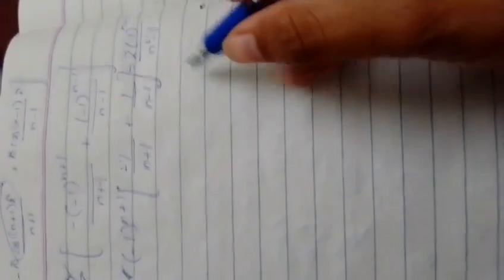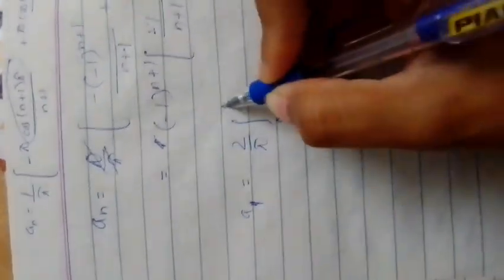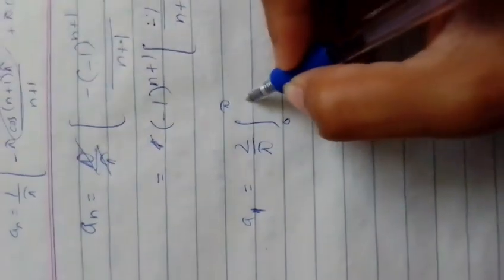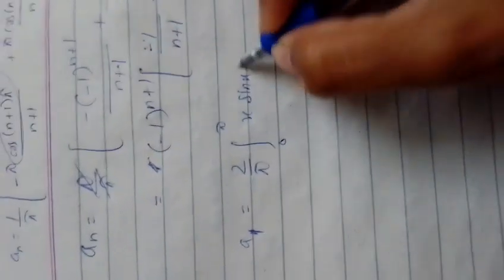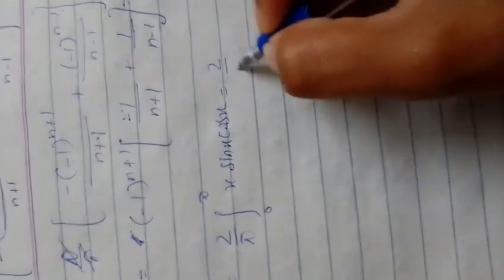But this holds for n equal to 2 onwards, because if we substitute n equal to 1, then it will become infinity. So we have to solve separately for n is equal to 1: a1 is 2 over pi integral 0 to pi, the function was x sine of x cos of x.